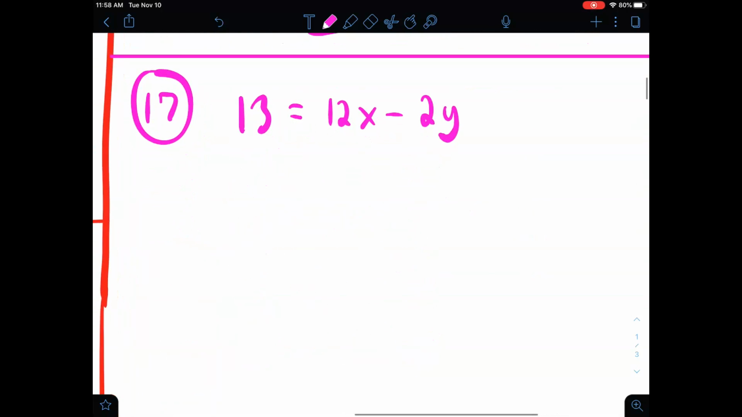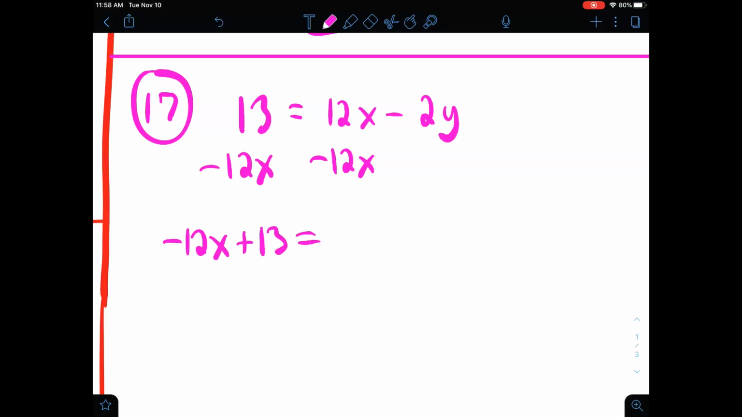All right, number 17, 13 equals 12x minus 2y. We need to get that negative 2y by itself. What do we do first? If it were 13 equals 12 minus 2y, we would subtract 12. So we're going to do the same thing here. We're going to subtract 12x from both sides. So we get, I'm going to put negative 12x in front here, plus 13 equals negative 2y.